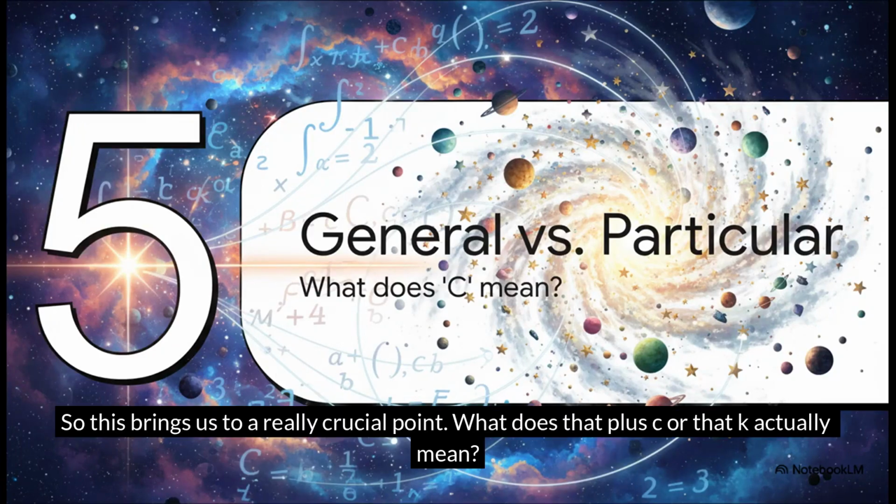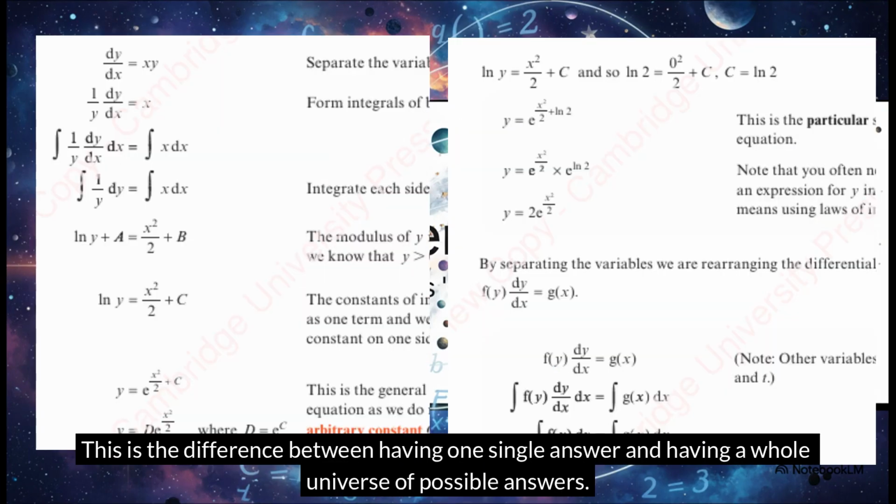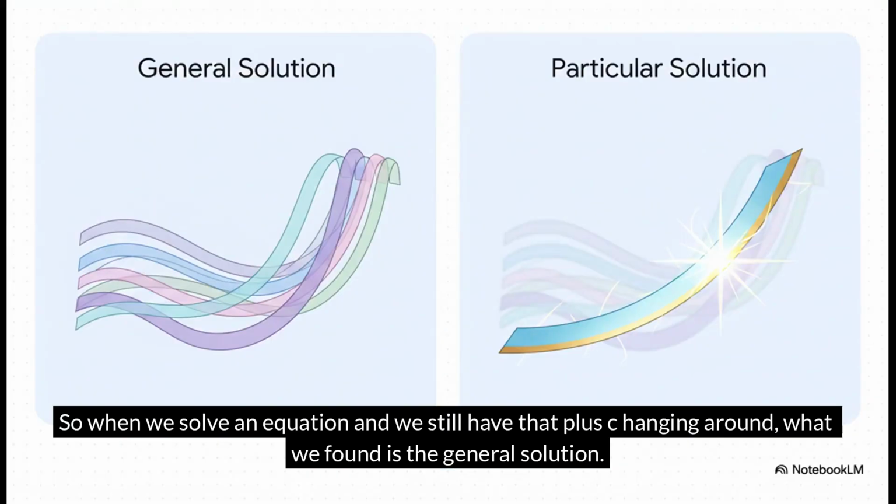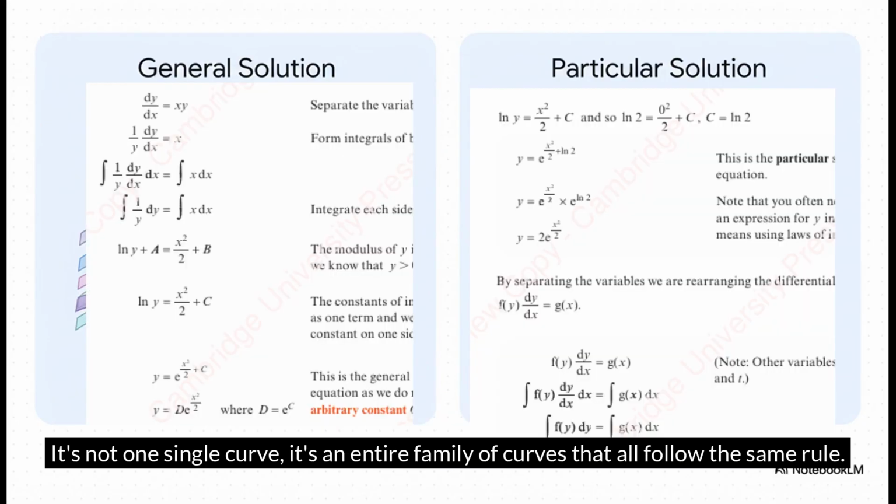Okay, so this brings us to a really crucial point. What does that plus c or that k actually mean? This is the difference between having one single answer and having a whole universe of possible answers. So when we solve an equation and we still have that plus c hanging around, what we found is the general solution. It's not one single curve, it's an entire family of curves that all follow the same rule.